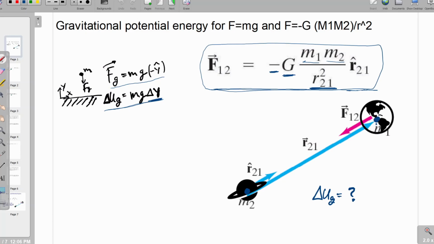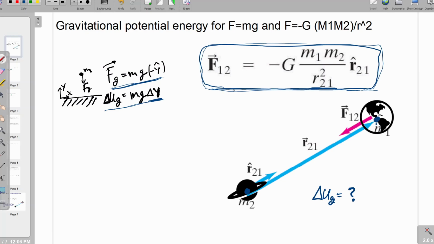Hey everyone, so we've talked about two different versions of the gravitational force law. One, in the limited case of a mass m, a height above the ground in the gravitational field of the Earth, that's given by this thing here. And then we've also talked about the more widely applicable version of this force law, which comes in the form of Newton's law of universal gravitation, which I have written here.